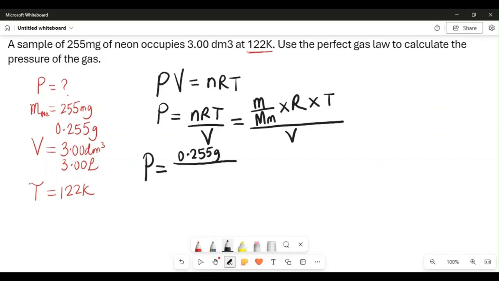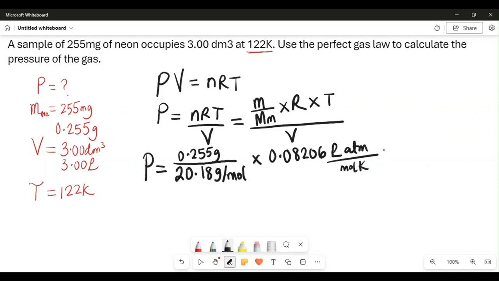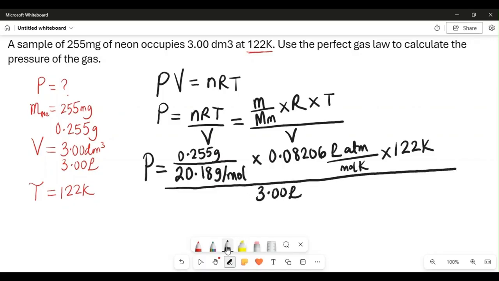I want you guys to check your periodic table for the molar mass of neon, or you can just Google it, whatever works for you. So the molar mass of neon is 20.18 grams per mole, times the gas constant, 0.08206 liters atmosphere divided by mole Kelvin, times the temperature, which is 122 Kelvin, all of that divided by the volume, which is 3.00 liters. So I'm going to cancel out the grams, the moles, the Kelvin, and the liters. Since I'm solving for pressure, it makes sense that I want my answer in atmospheres.